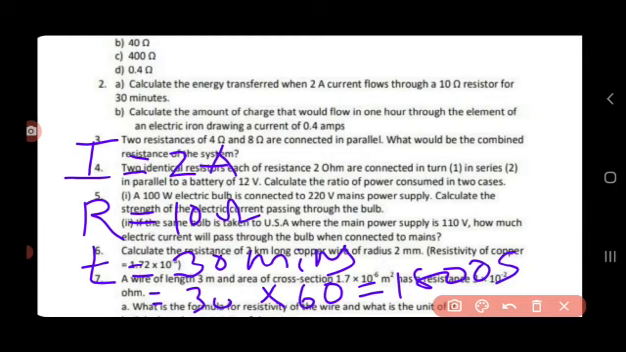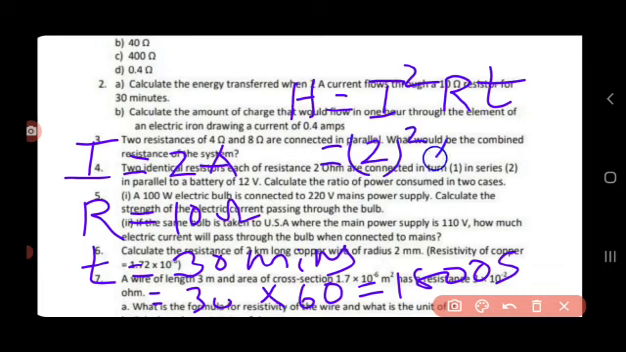I repeat the solution once again. In this question, current is given, that is 2 ampere. Resistance is given 10 ohm, and time is 30 minutes. Firstly, we have to convert the time into second. So that is 1800 second. Now we have to find out the energy transferred. Here energy transferred H equal to I square RT. We have to put the values of I, R and T, and finally we get the energy transferred in the form of heat. This is the first question of question number 2.